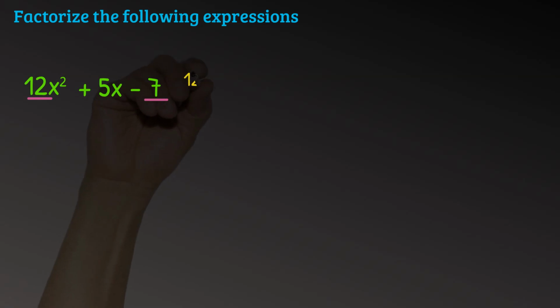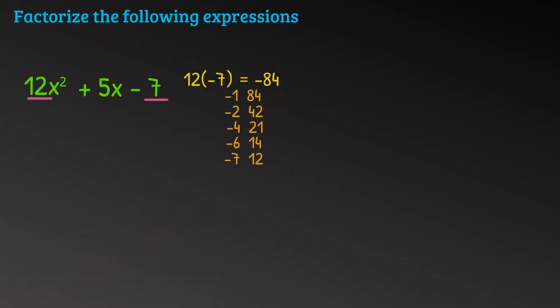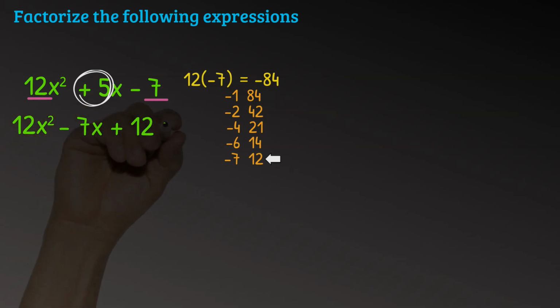12 times minus 7 gives us minus 84. These sets of numbers multiply together to give us minus 84. They also need to add together to give us plus 5, so we use minus 7 and 12. We replace minus 5x in the expression with minus 7x plus 12x.